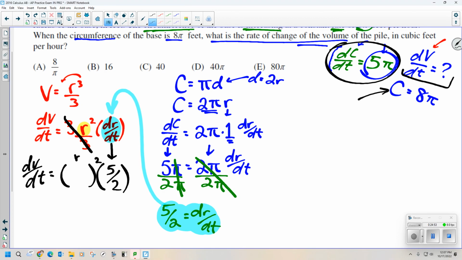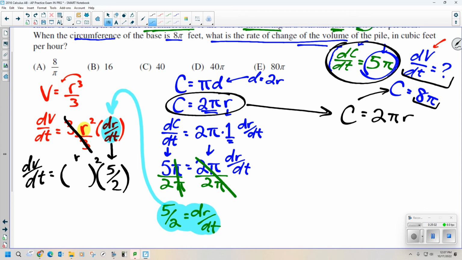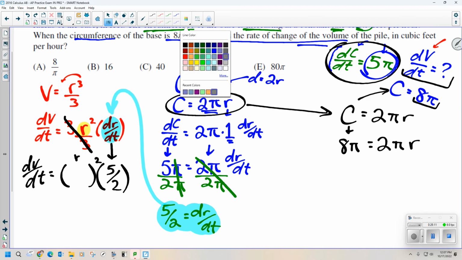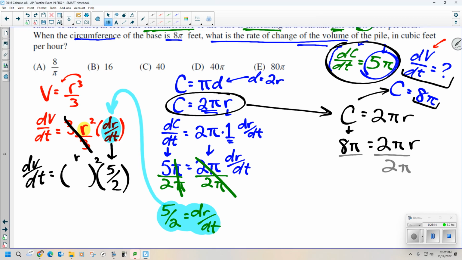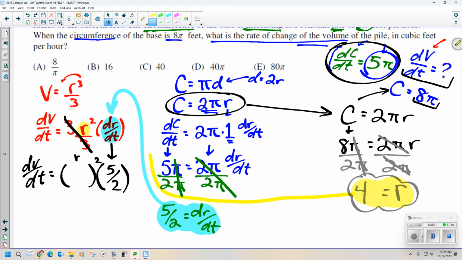So circumference is 2 pi r. Circumference, okay, then with the radius, the moment my circumference is 8 pi. Oh, be still my heart. Let's divide both sides by 2 pi. Gone. My radius is 4. So now I have my radius. Okay, this, boom, it's going right there. Radius is 4.